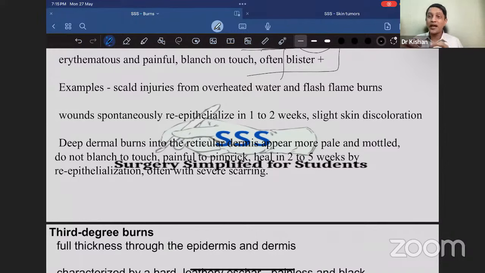They appear more pale and mottled. Mottled means crumpled. If you take a paper and crumple it, how it forms, similarly the skin also gets mottled. They do not blanch on touch, okay, because all the vessels, everything is destroyed. Only on a deep prick, if you prick with a pin, it may cause a little bit of pain, not otherwise. They heal within 2 to 5 weeks by re-epithelialization, causing severe scarring. Remember, first degree, no scarring. Second degree superficial, minimal scarring, whereas deep burns will cause severe scarring.